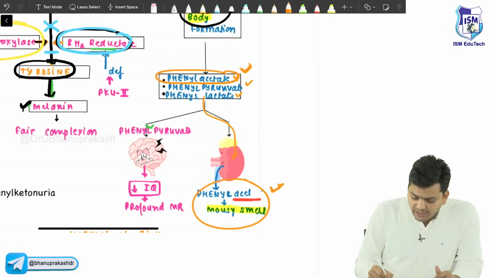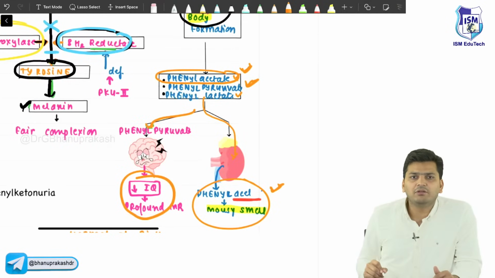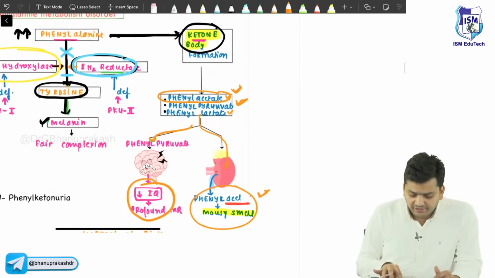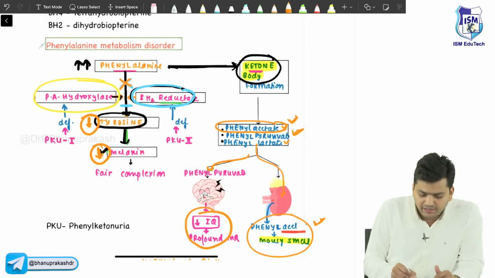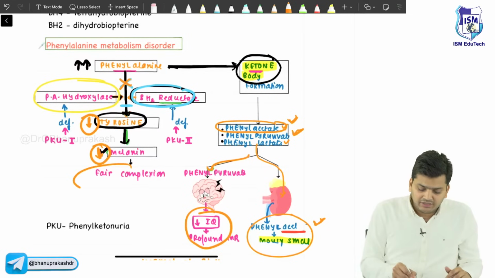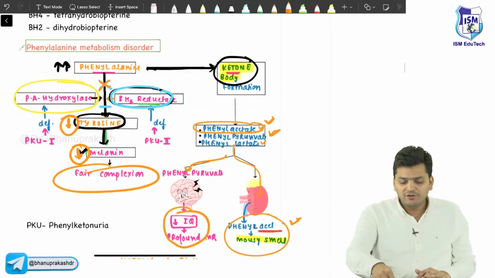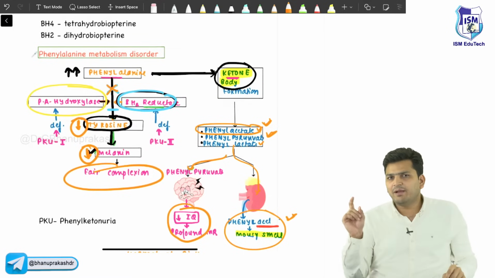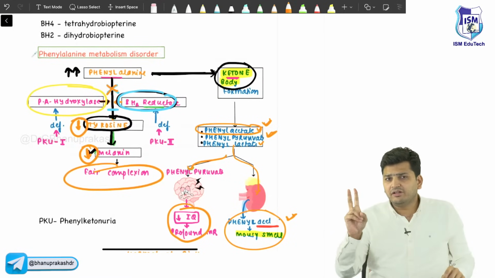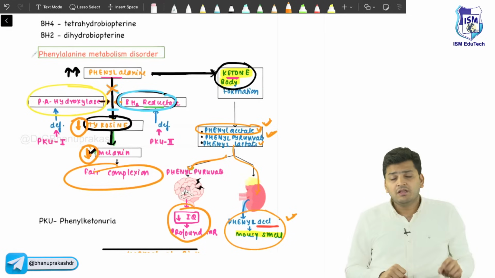Phenylacetate. Phenyl pyruvate is very toxic to the brain. So this child in the future is going to have mental retardation. And because this reaction is not happening, there is going to be a decrease in the tyrosine. Decrease in the tyrosine means decrease in the melanin. And if there is decrease in the melanin, there is going to be fair complexion. So there are 3 symptoms of phenylketonuria. The child will have a very bad smell in the urine, will have mental retardation, fair complexion.